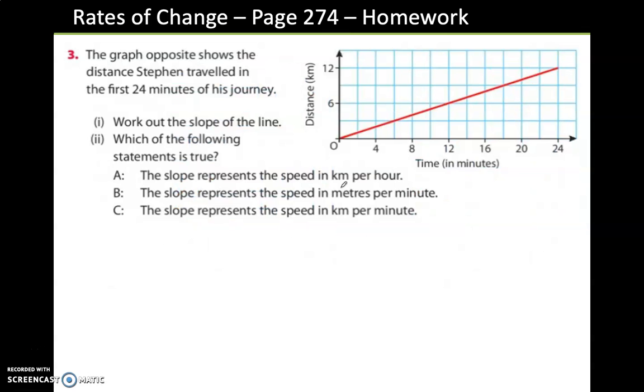The third one, this is a nice one, so I really wanted to leave you this one for homework. Again, you're finding the slope and which of these statements are true. Be careful about the distances, kilometers and minutes. Some of these you can eliminate, because this one says the slope represents the speed in kilometers per hour. That can't be true because we're dealing with minutes, but we are dealing with kilometers. So which one is it going to be?